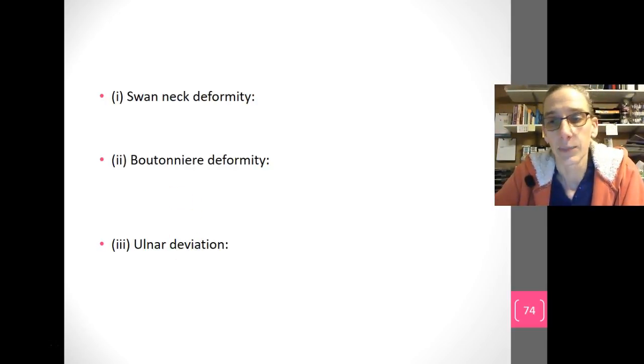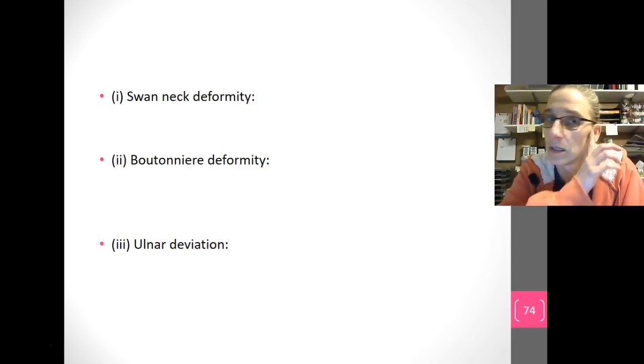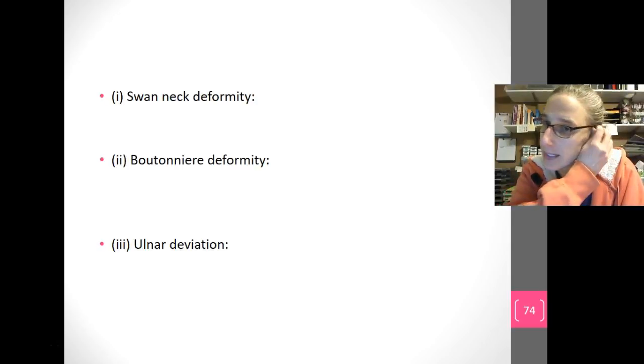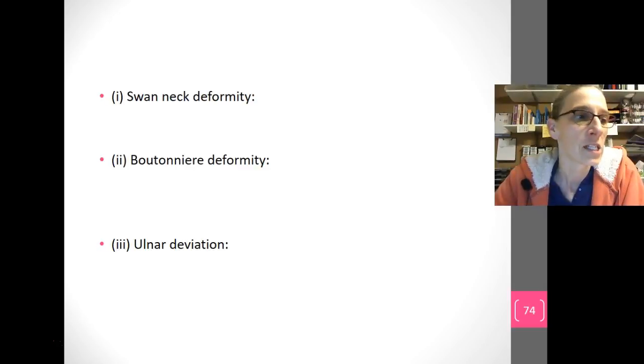Again, please pause the video, look this stuff up in your book. These definitions come straight from your book. I'm just going to hit some highlights here, and the rest of it I'm going to assume that you're looking up and learning this on your own. Swan neck deformity is a hyperextension of the proximal joint with fixed flexion of the distal joint. Then your boutonniere deformity is persistent flexion of the proximal joint with hyperextension of the distal joint. And then your ulnar deviation is when the fingers are deviating laterally toward the ulna.